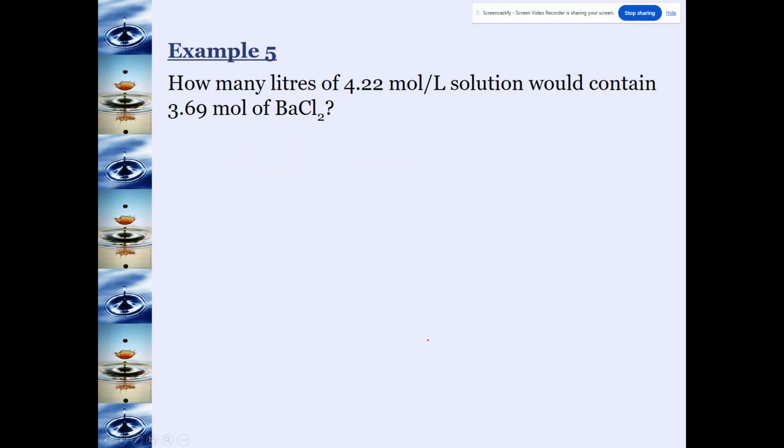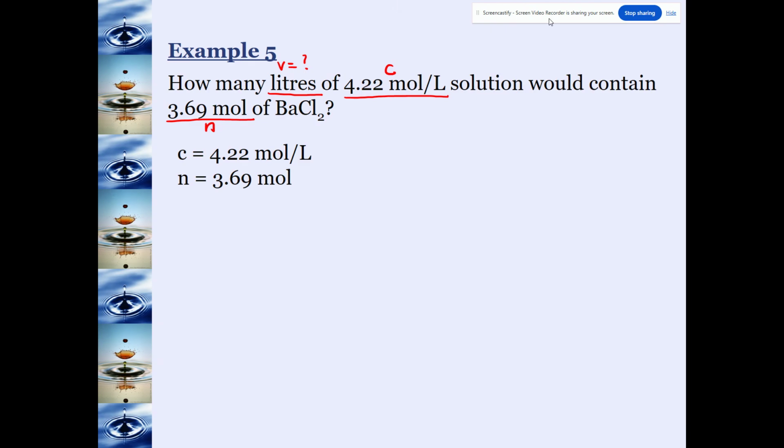Okay, next example, how many liters? It is asking us for volume. We are again given a number in moles per liter, that is our concentration, and we are given a number measured by mole, which is our N. So if we list everything, our C is 4.22 moles per liter, our N is 3.69 moles, and we are looking for V.